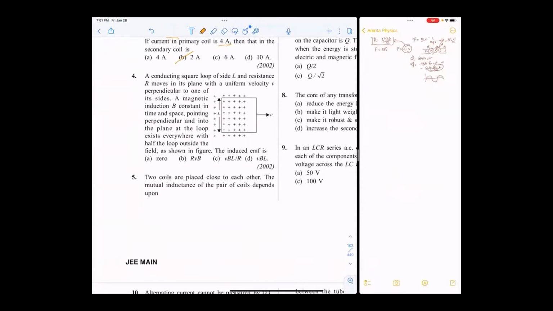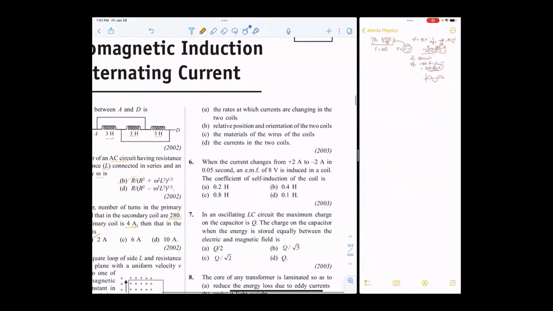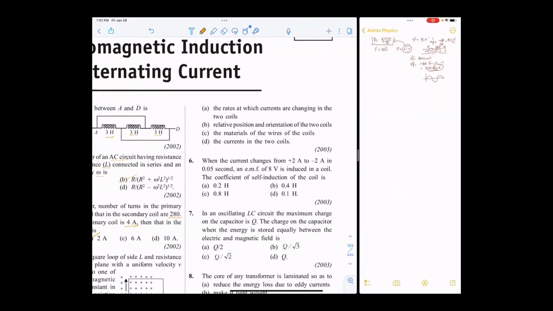Two coils are placed close to each other. The mutual inductance of a pair of coils depends upon the rate at which currents are changing in the coils, the relative position and orientation of the two coils, the material of the wires of the coils, or the current in the two coils. You tell me, guys. So what is the main factor?